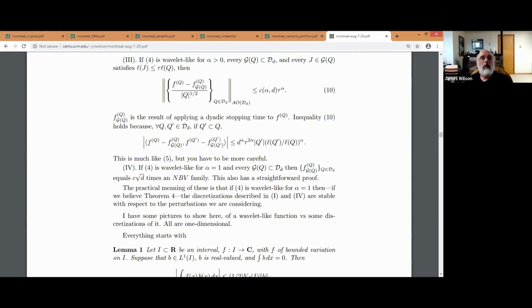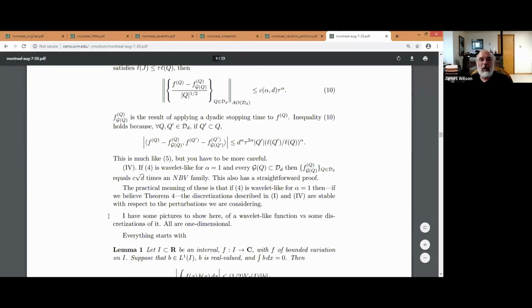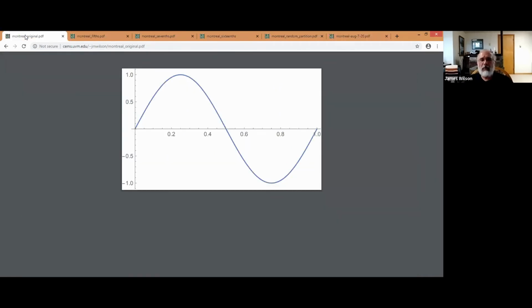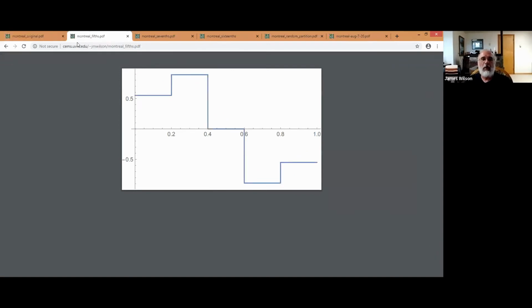To show you what I mean about discretization of wavelet-like families, here's a very simple function. Can everybody see that graph? Anybody not see the graph? It's just sine 2 pi x on 0 to 1, which has integral 0. It's wavelet-like modulo a constant. A discretization of it would be something like this.